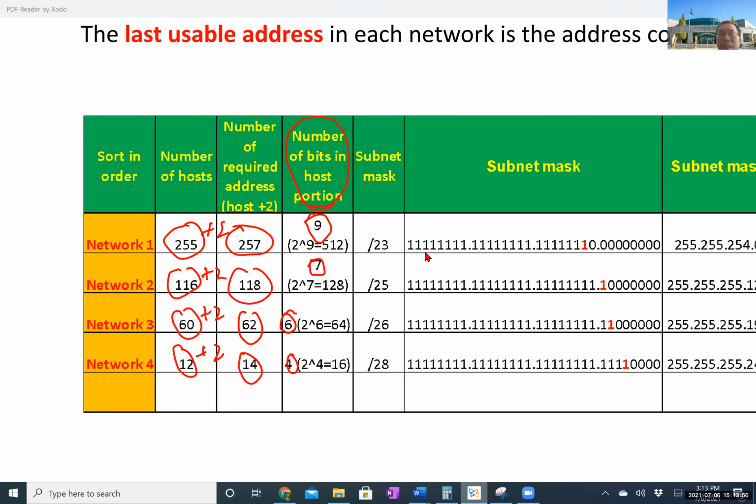So now you see, you need the 9 bit in the host portion. That's why you have slash 23 here, because the 23 bit is the network portion, right? And you have the 25 bit as the network portion, the 26 bit as the network portion, and the 28 bit as the network portion here. They are not the same. That's why they call it a variable length subnet mask here.